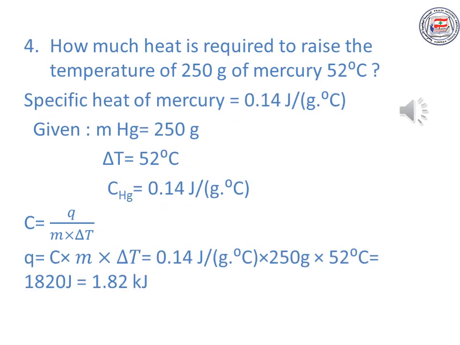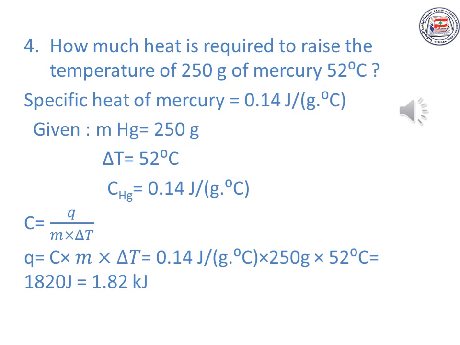How much heat is required to raise the temperature of 250 grams of mercury 52 degrees Celsius? Specific heat of mercury equals 0.14 joules per gram degrees Celsius. Given: mass of mercury 250 grams, delta T is equal to 52 degrees Celsius, and specific heat of mercury equals 0.14.